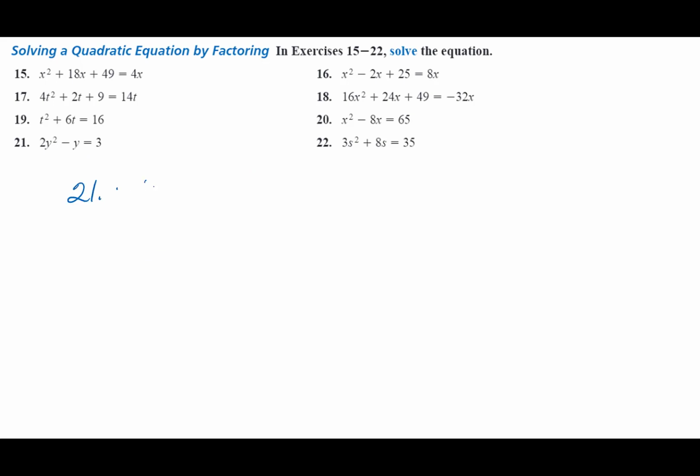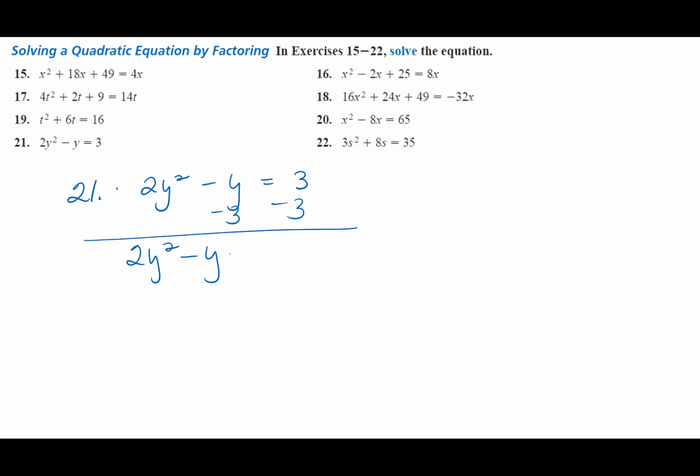Take a look at 21. It's 2y squared minus y equals 3. First thing is to subtract 3 from both sides. There is not a common number for that minus 3 to join up with, so just tack it on the end of that expression. That will make it a trinomial. And then of course 3 minus 3 is 0.